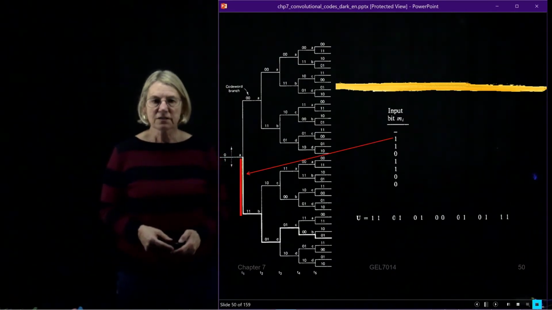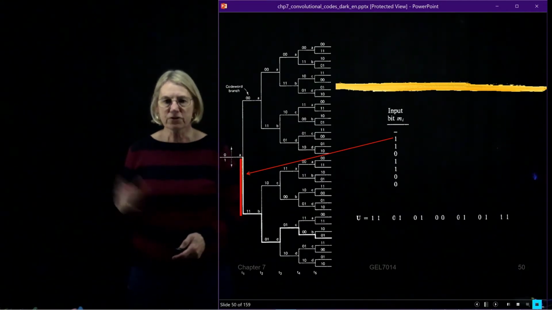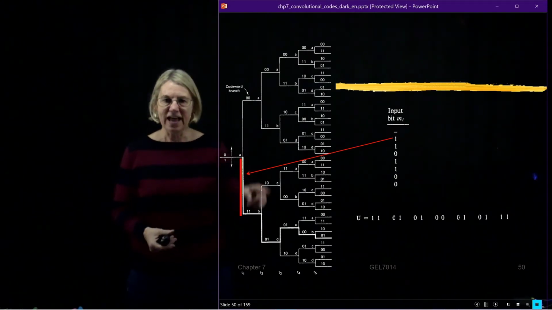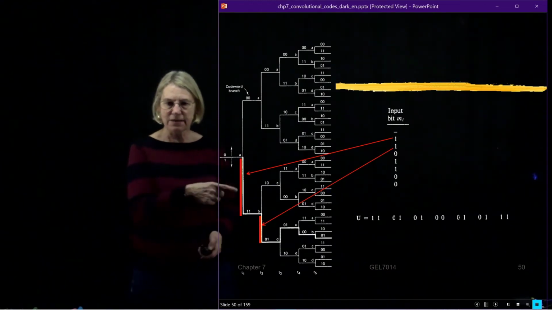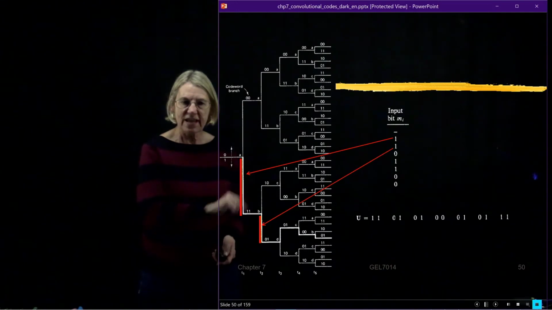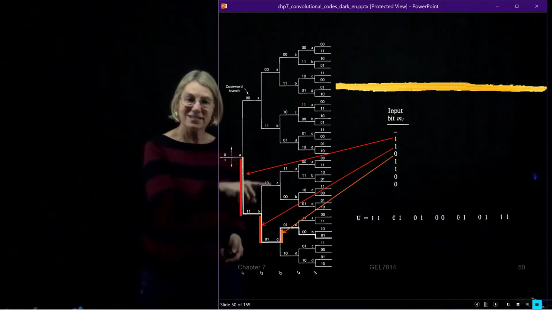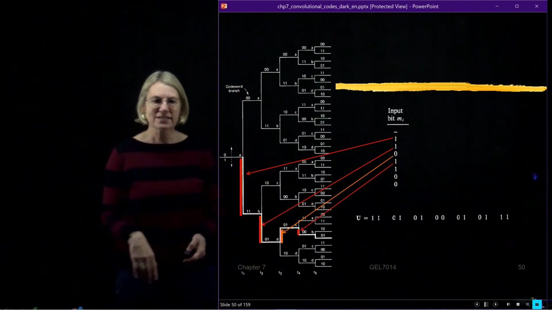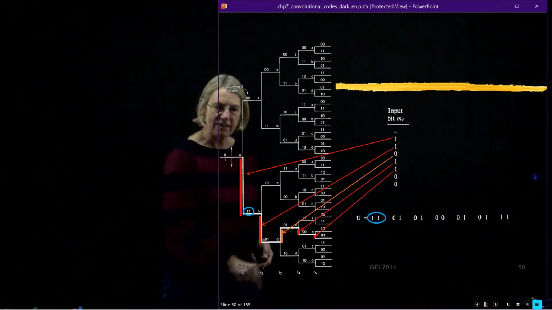So the first bit, first of all, I assumed I started in state A, and the first input bit was a 1. Remember, 1, go down. So I go down, and when I go down, the output is 1, 1 here, and the state is B. The next bit is 1, so again, I go down. The next bit is a 0, so now I branch up in this tree. The next transition is a 1, I go down again. Another 1, I go down again.